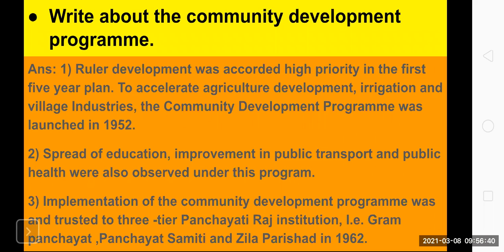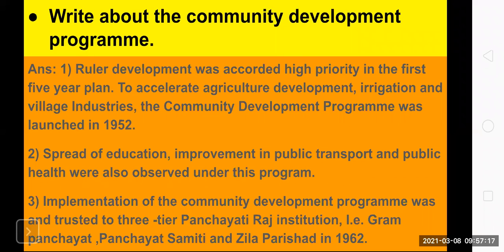So, community development program. The answer is: rural development was accorded high priority in the first 5-year plan. To accelerate agriculture development, irrigation and village industries, the community development program was launched in 1952. Second point, spread of education, improvement in public transport and public health were also observed under this program.